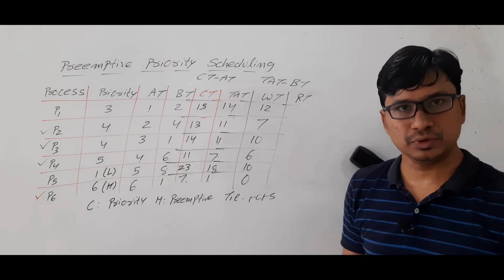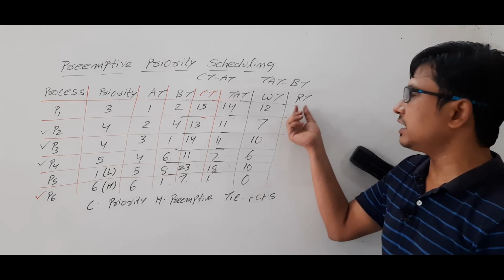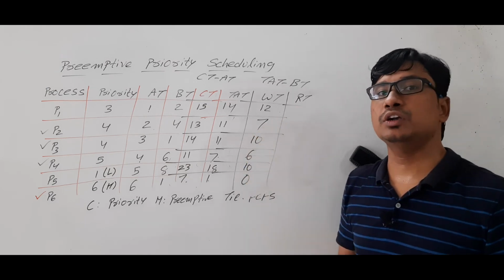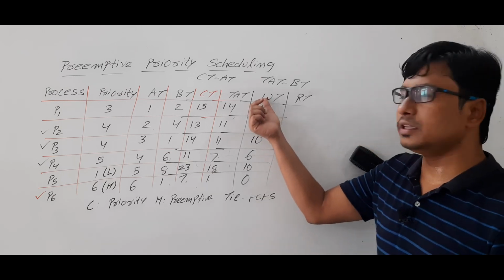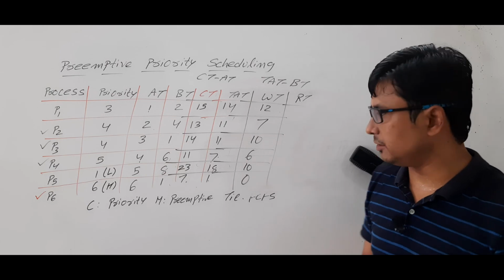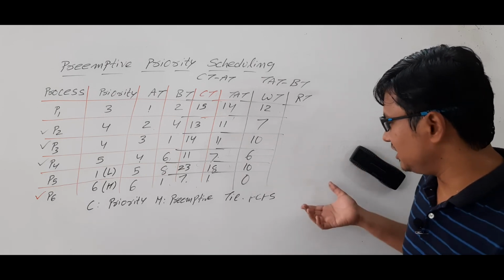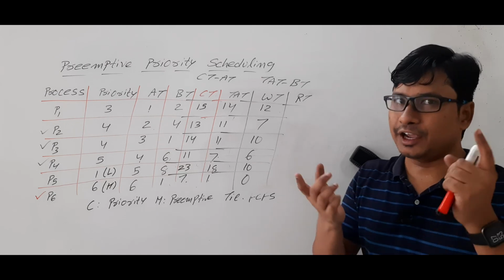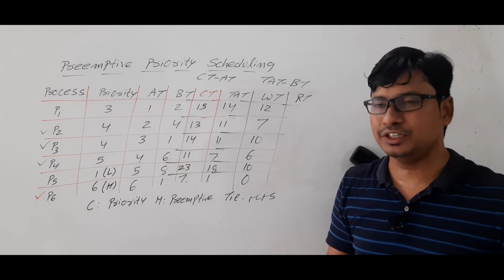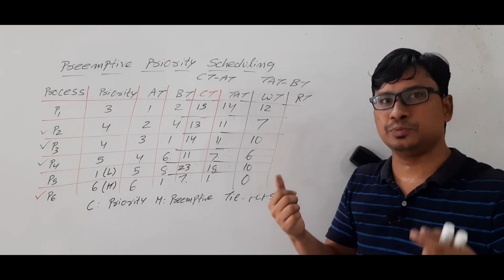As it is a preemptive scheduling algorithm, the response time will not be equal to the waiting time. If it is a non-preemptive scheduling algorithm, then only the waiting time and response time will be the same. To compute the response time, we need the Gantt chart. However, due to space issues, I have erased it. I hope you have watched all my previous videos. You can easily compute the response time.